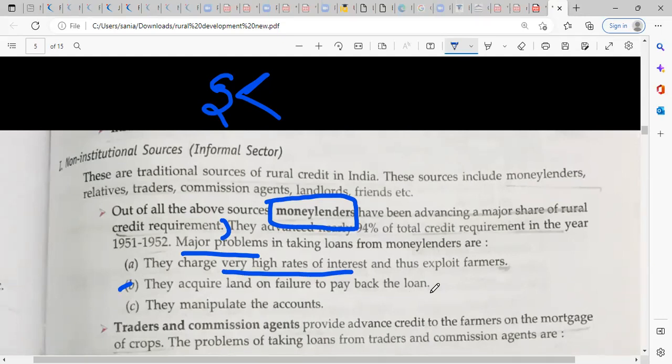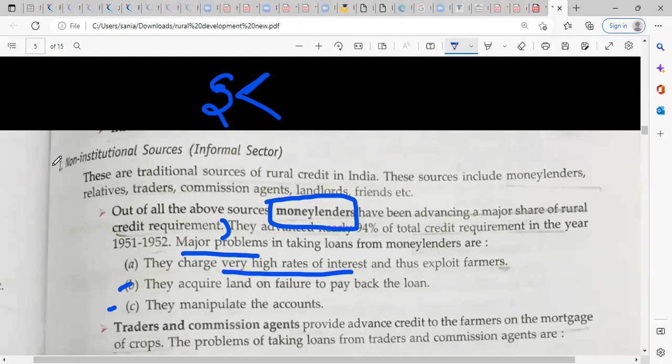For example, I gave you a loan, but you were unable to repay it. So I will take your land. Plus, they manipulate the account and take interest accordingly. For example, if I want to take 10% interest, I will; if I want to take 20%, I will. So listen to it very carefully.